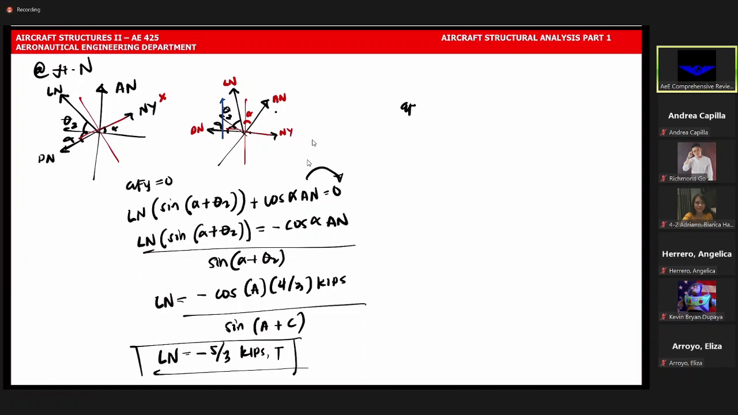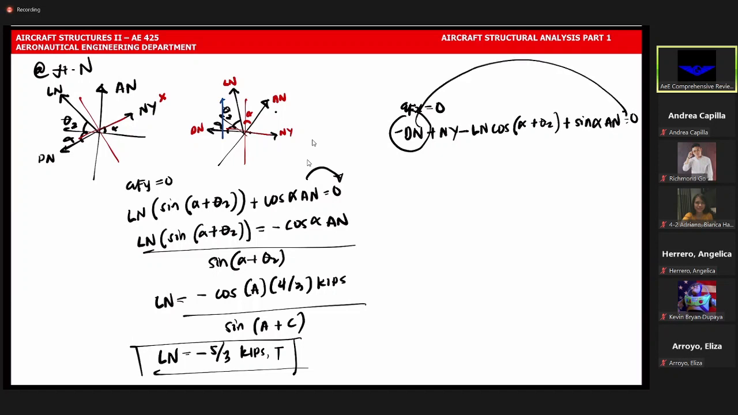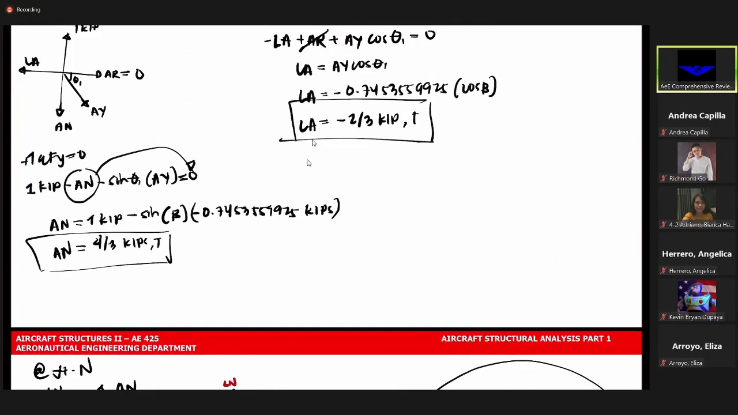Okay, so summation forces X is equal to 0. Meron akong negative DN, positive NY, and then yung LN natin, that is negative LN cosine alpha plus theta sub 2, and then positive sine alpha AN is equal to 0. Okay? So, ang hinahanap na natin dito is DN. Transpose lang natin to sa kabilang side ng equation. Meron tayong DN is equal to NY minus LN cosine alpha plus theta sub 2 plus sine alpha AN. Tama? So, DN. Anong NY natin? Ang NY is this one.